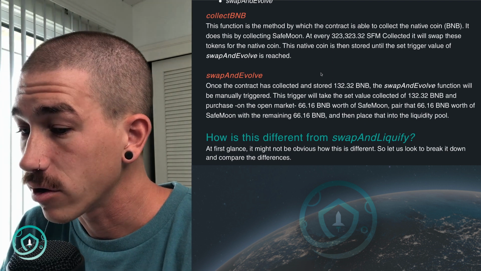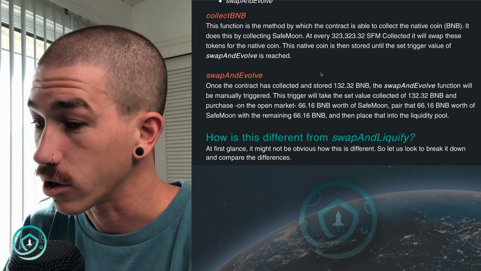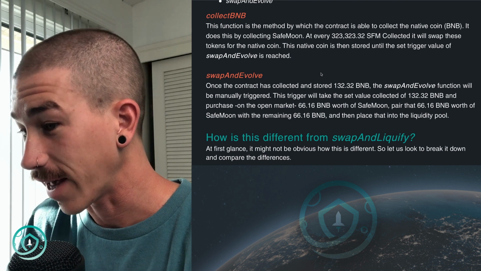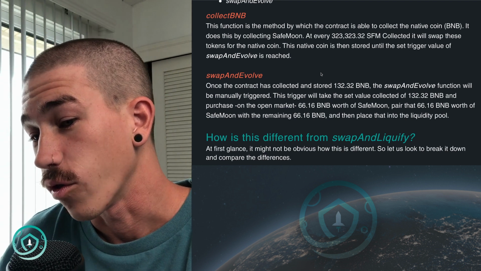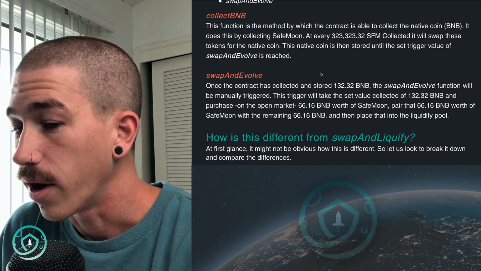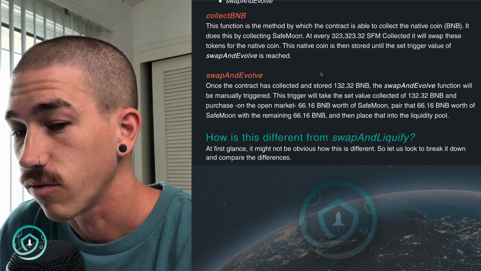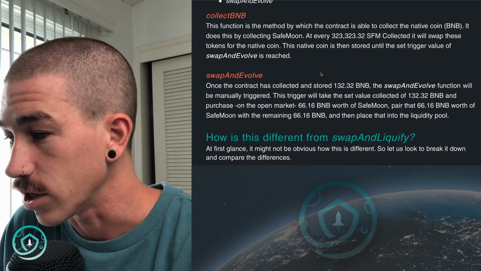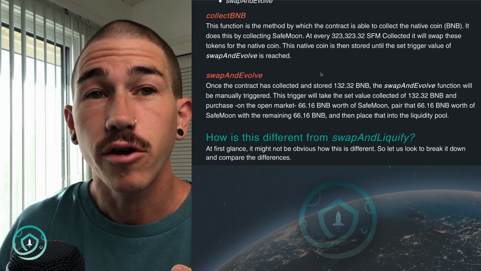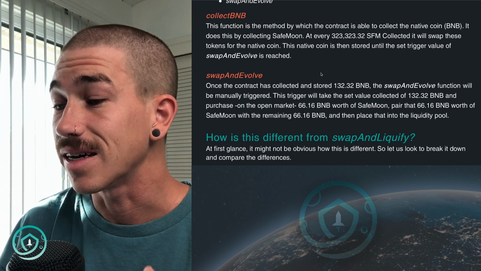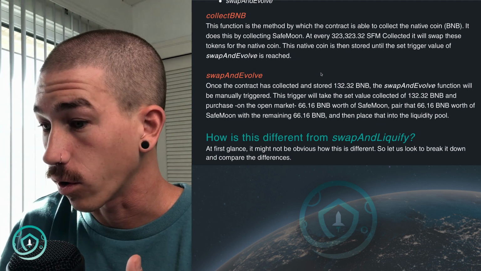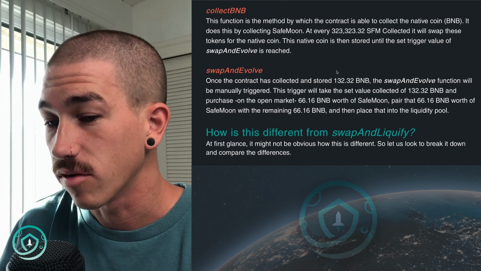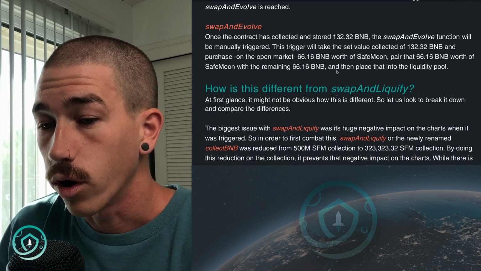At every 323,323.32 Safemoon collected, which is hilarious, it will swap these tokens for the native coin. This native coin is then stored until the set trigger value of swap and evolve is reached. So basically it's collecting over 300,000 Safemoon, and then once it does, it swaps it for BNB. And then that BNB is stored until the set trigger value of swap and evolve is reached. So what is swap and evolve?